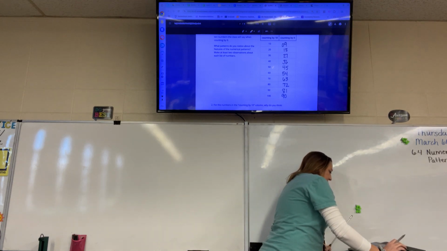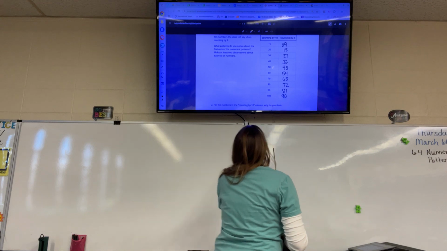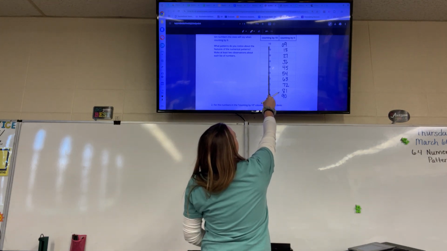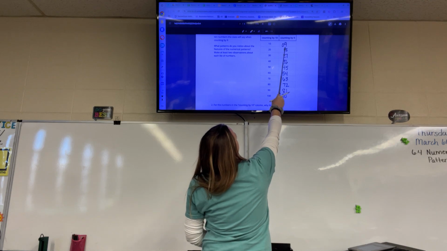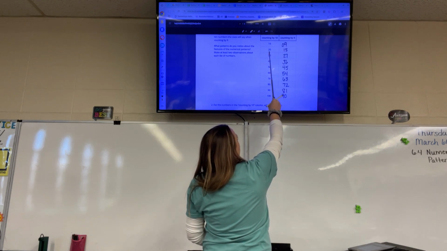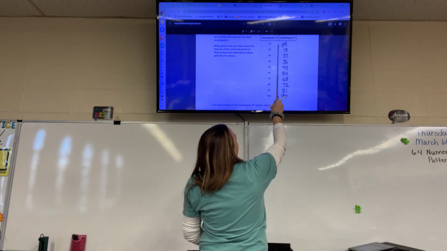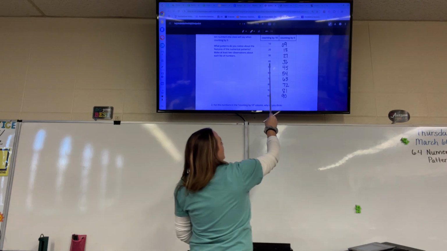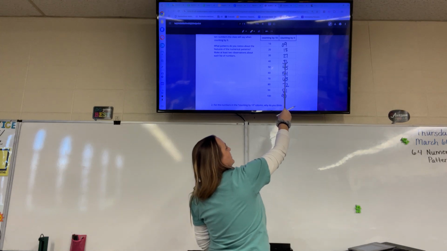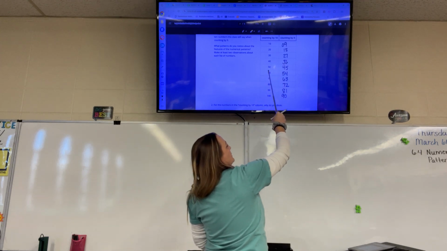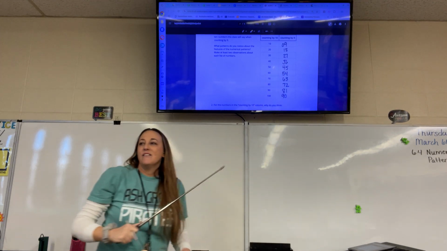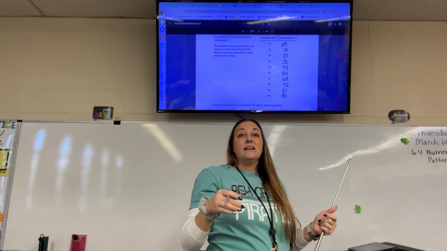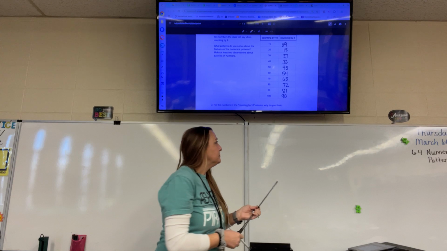So the patterns that we notice, this is kind of cool. What do you subtract from 10 to get 9? 1. What do you subtract from 20 to get 18? 2. What do you subtract from 30 to get 27? 3. What do you subtract from 40 to get 36? 4. What do you subtract from 50 to get 45? So that's another cool thing when you're putting 10s and 9s side by side. They have a pattern that way too.